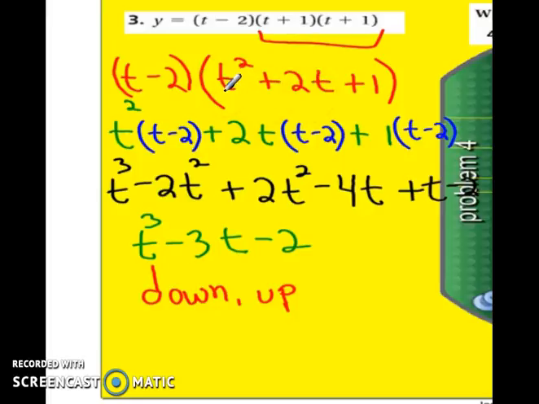And then I'm going to use my distributive property. I'm going to take this trinomial, and I'm going to multiply everything by the binomial. I'm going to combine like terms. So I end up with a degree of 3. So that's cubic. And that would start down and up. And it's a cubic trinomial.